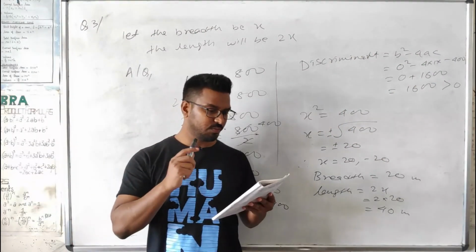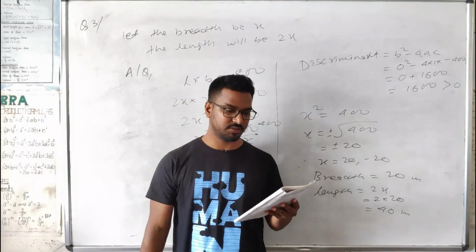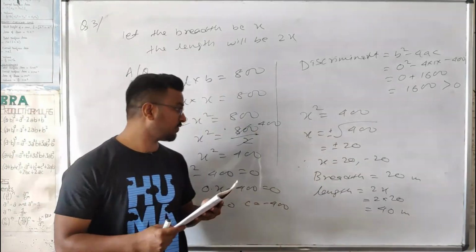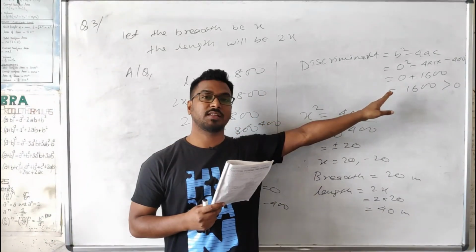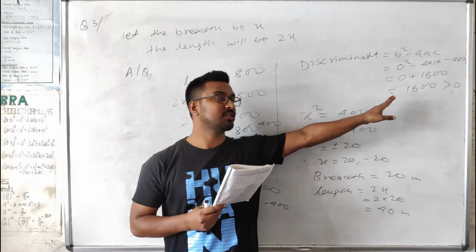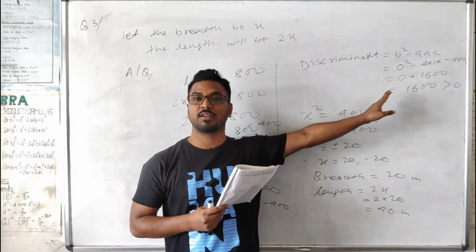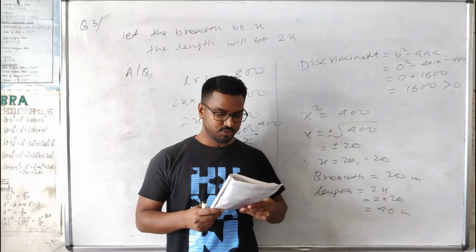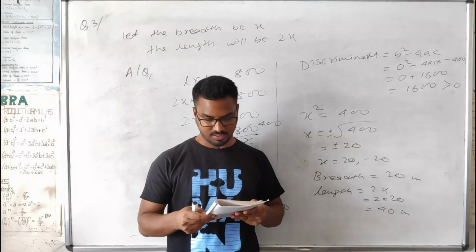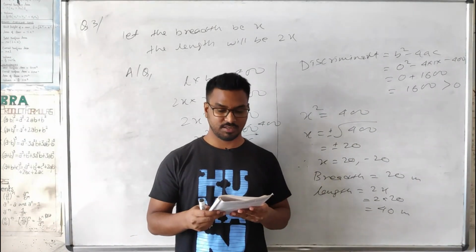Okay, so questions number 4 and 5 are similar to this question. Fine. In both the cases, you try to find the discriminant. If it is greater than 0, you will get the roots, and if it is less than 0, you will not get the roots. In that case, no real root exists. Okay, so try to do it by yourself, and so we end with this question.